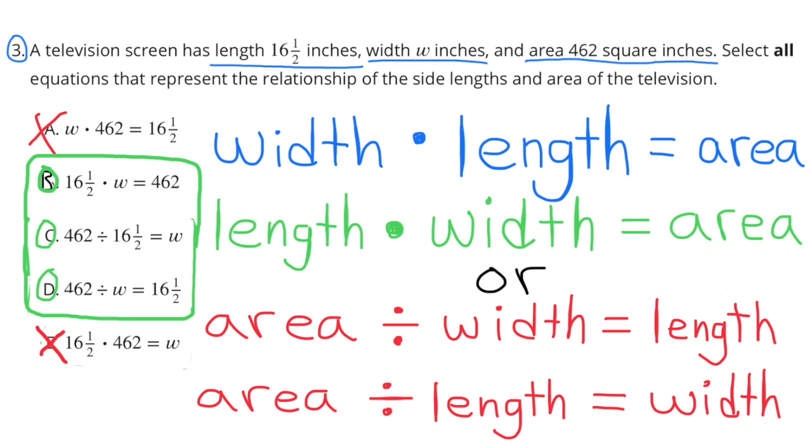B. 16 1/2 times width equals 462. C. 462 divided by 16 1/2 equals W. D. 462 divided by W equals 16 1/2.